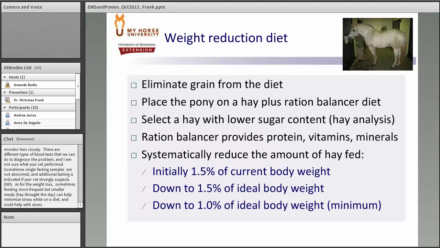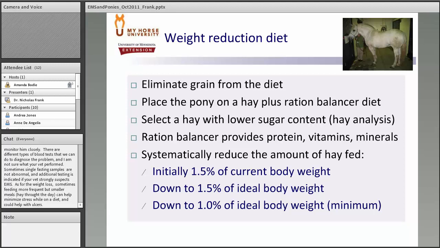So the weight reduction plan that I like to use is to really focus on providing hay as the major feed source. We would remove grain from the diet, and this would then be a hay plus ration balancer diet. The ration balancer is there to provide the protein, vitamins, and minerals that may not be present in the hay. And the hay is there to provide, first of all, some calories. We obviously need to maintain some calories, to provide the animal with something to do in terms of eating the hay. And obviously, when we're selecting our hay, we prefer to try not to get hay that's got a higher sugar content, because that's going to potentially make the insulin resistance worse.